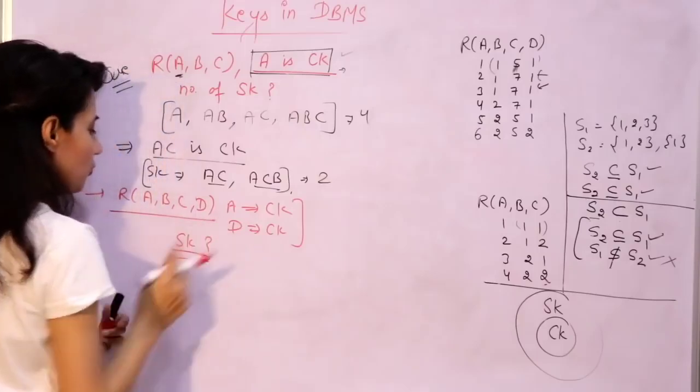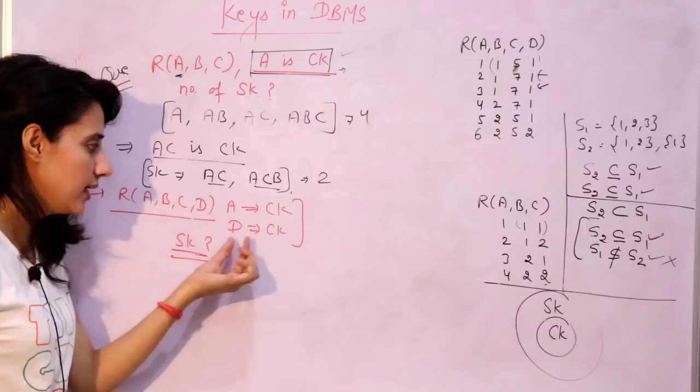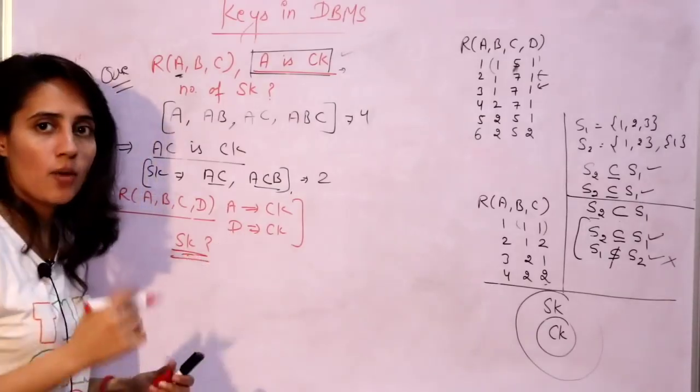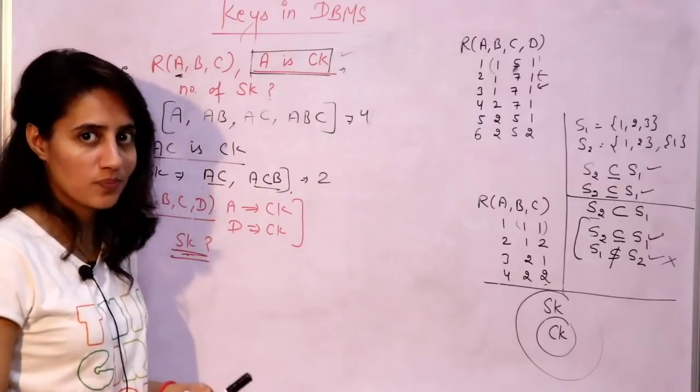Now this is a question for you. The relation is having 4 attributes ABCD. Given is A is candidate key and D is candidate key. Now you have to find out the super keys. How many super keys and what are those super keys? You can write me down in the comment box, right?